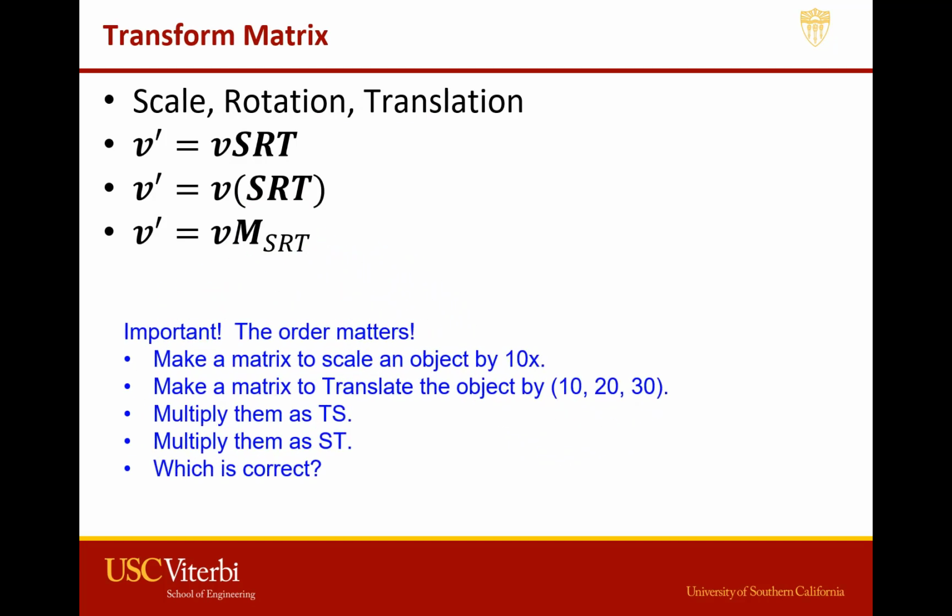Okay, let's show what goes wrong if we botch the order. So let's make a little question out of that. What if I have a matrix to scale by 10 times and a separate matrix to translate by 10, 20, 30? If I combine them as translation times scale, and then I apply that to a vector, what's going to happen? Is that going to work? And let's try it also with scale times translate and see which one is correct. So on the next slide, I'm going to do that. If you want to work it out yourself, pause it, and then come back when you've got it.